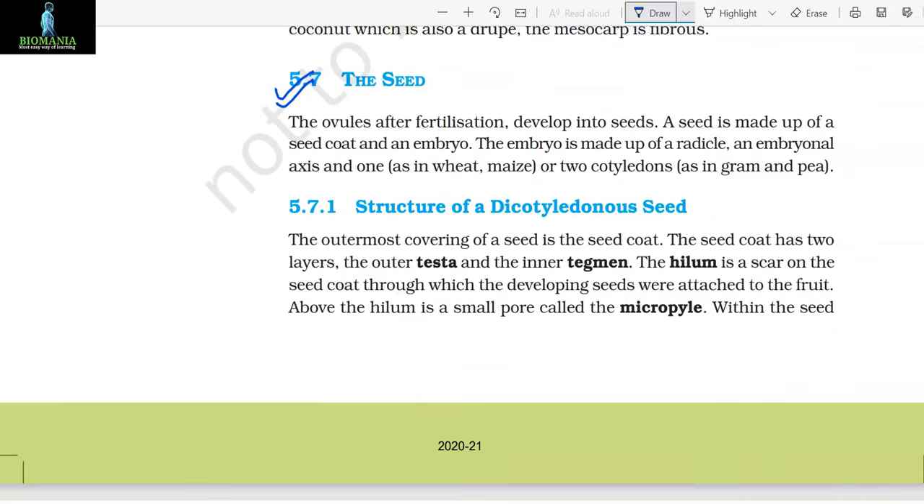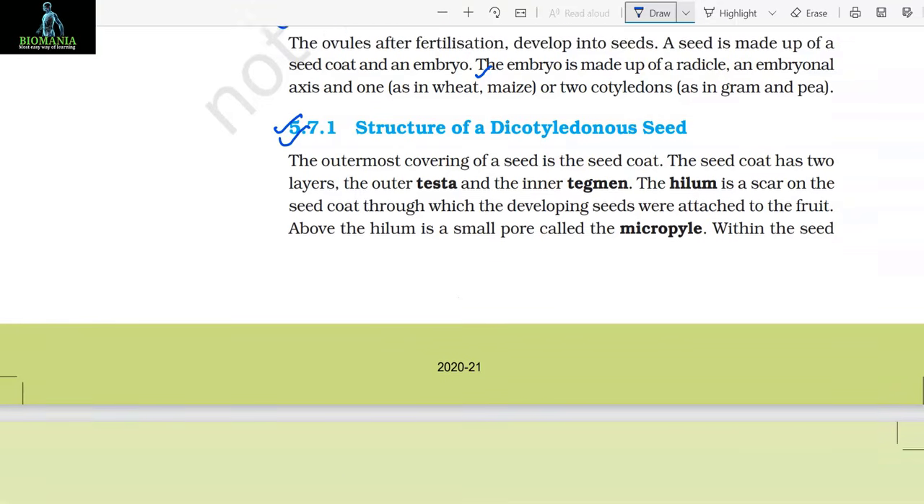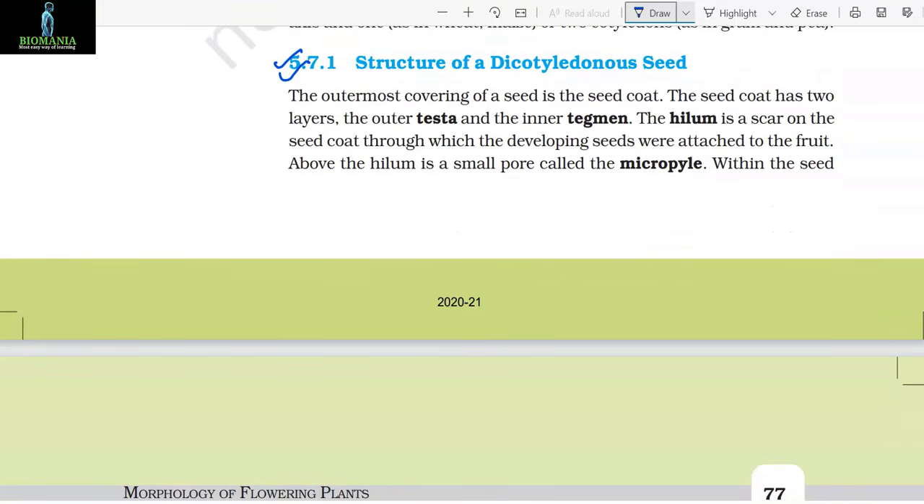5.7 The seed. The ovules after fertilization develop into seeds. A seed is made up of a seed coat and an embryo. The embryo is made up of a radicle or an embryonal axis and one cotyledon, as in wheat and maize, or two cotyledons, as in gram and pea. 5.7.1 Structure of a dicotyledonous seed. The outermost covering of a seed is the seed coat. The seed coat has two layers, the outer testa and the inner tegmen.